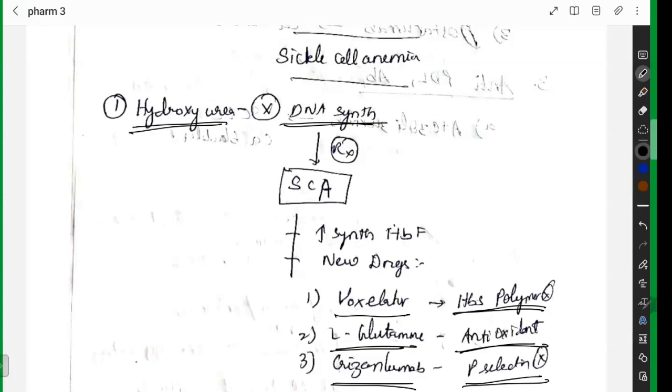We will complete a small topic, your NSAIDs and autocoids. After completing autocoids, let's go for a lunch break. And again around 2 to 2:15, we will come back. We will start discussing the remaining topics, GIT, renal and cardiovascular system, in the afternoon. Are you all clear with this? If you have any doubt, you can post it in the chat box.